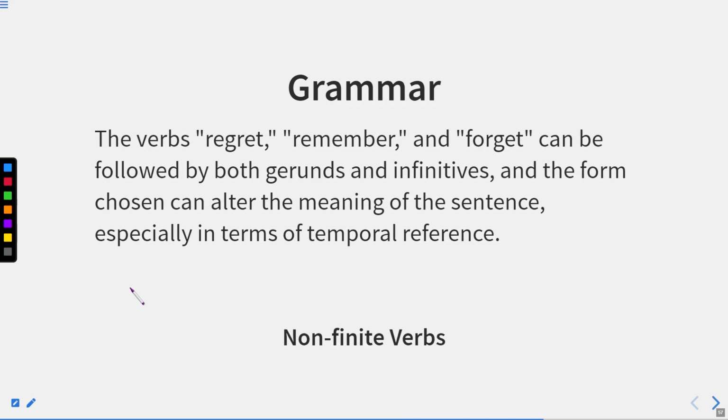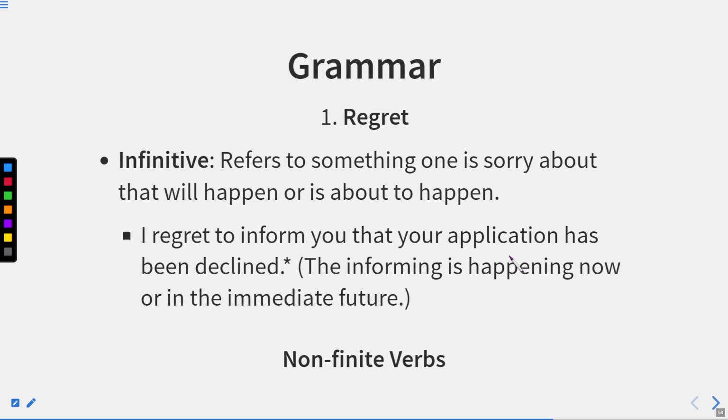The verbs regret, remember, and forget can be followed by both gerunds and infinitives. The form chosen can alter the meaning of the sentence, especially in terms of temporal reference. For example, the infinitive refers to something one is sorry about that will happen or is about to happen. I regret to inform you that your application has been declined. The informing is happening now or in the immediate future.